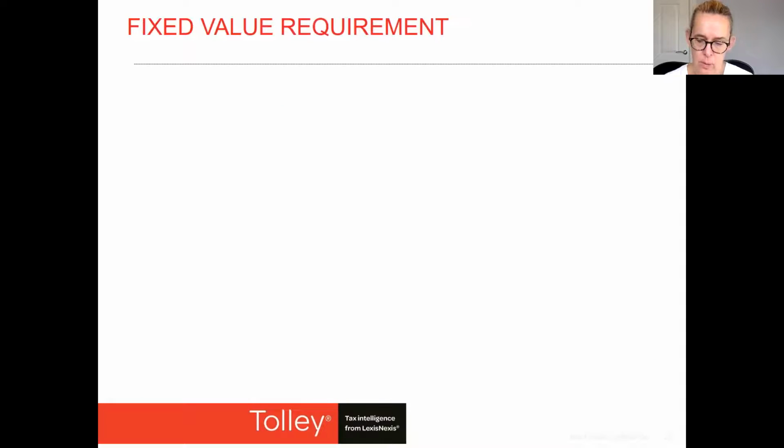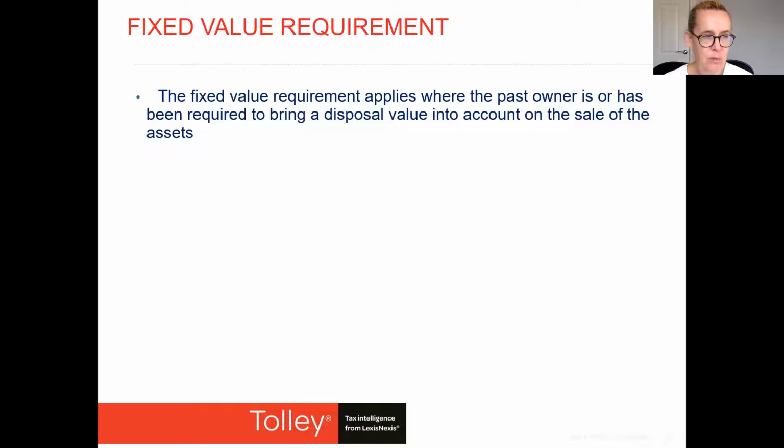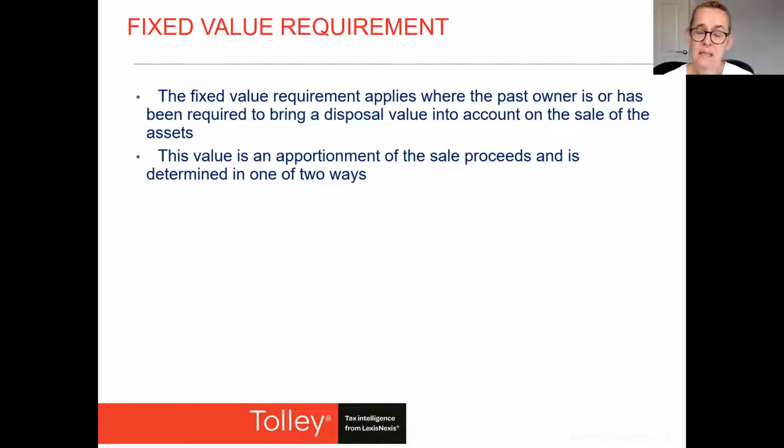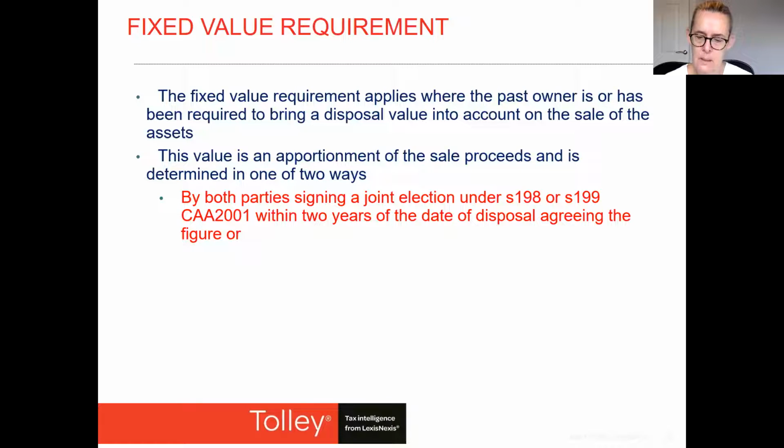We then move on to the second requirement, which is the fixed value requirement. This is where you have expenditure that has been placed into a pool by the previous owner, and they are then required to bring in a disposal value. That value that is going to be attributed to the capital allowances has to be determined in one of two ways. They either have to sign a joint election under section 198 or 199, and that has to be done within 2 years of the date of disposal. Section 198 is the legislation that relates to freehold properties. Section 199 relates to leasehold properties.